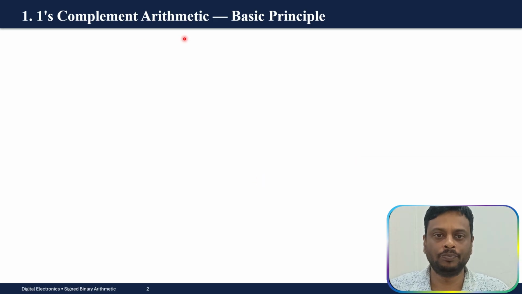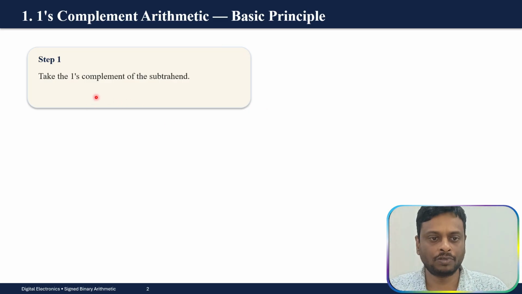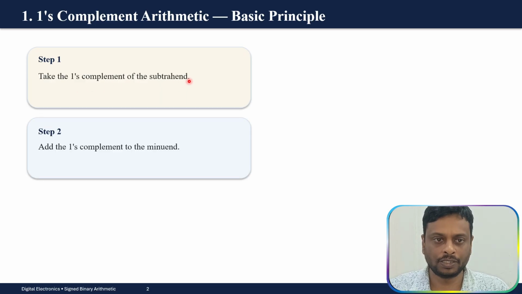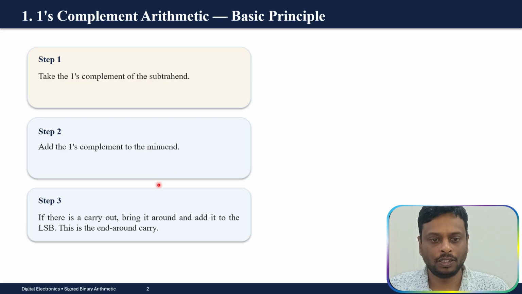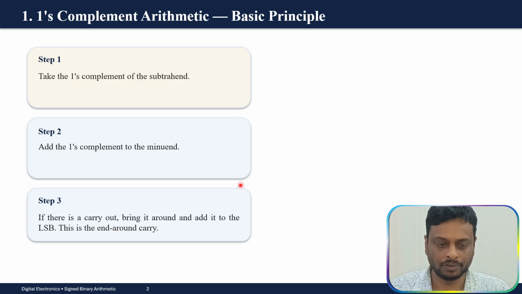First is 1's complement arithmetic. First, take the 1's complement of the subtrahend. Next, add it to the minuend, the number from which we are subtracting. If there is a carry, bring it out. This is the end around carry.